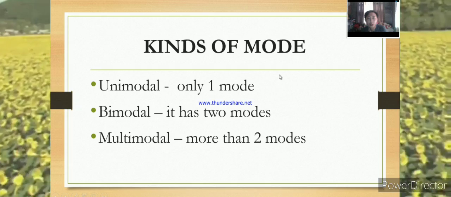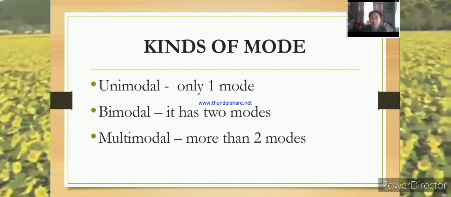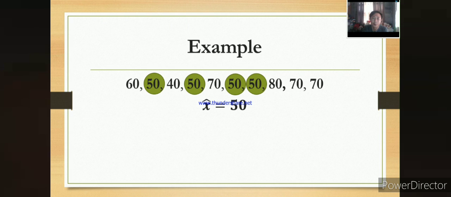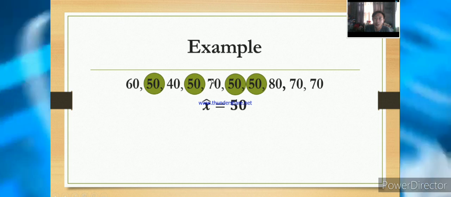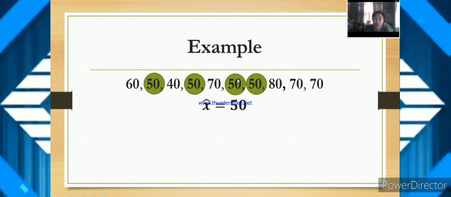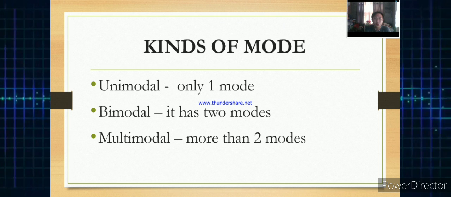Kinds of mode. Unimodal. Like from our example here, it's what you call unimodal. It's only one number, the same number, that appears. Bimodal, it has two modes. Multimodal, more than two.